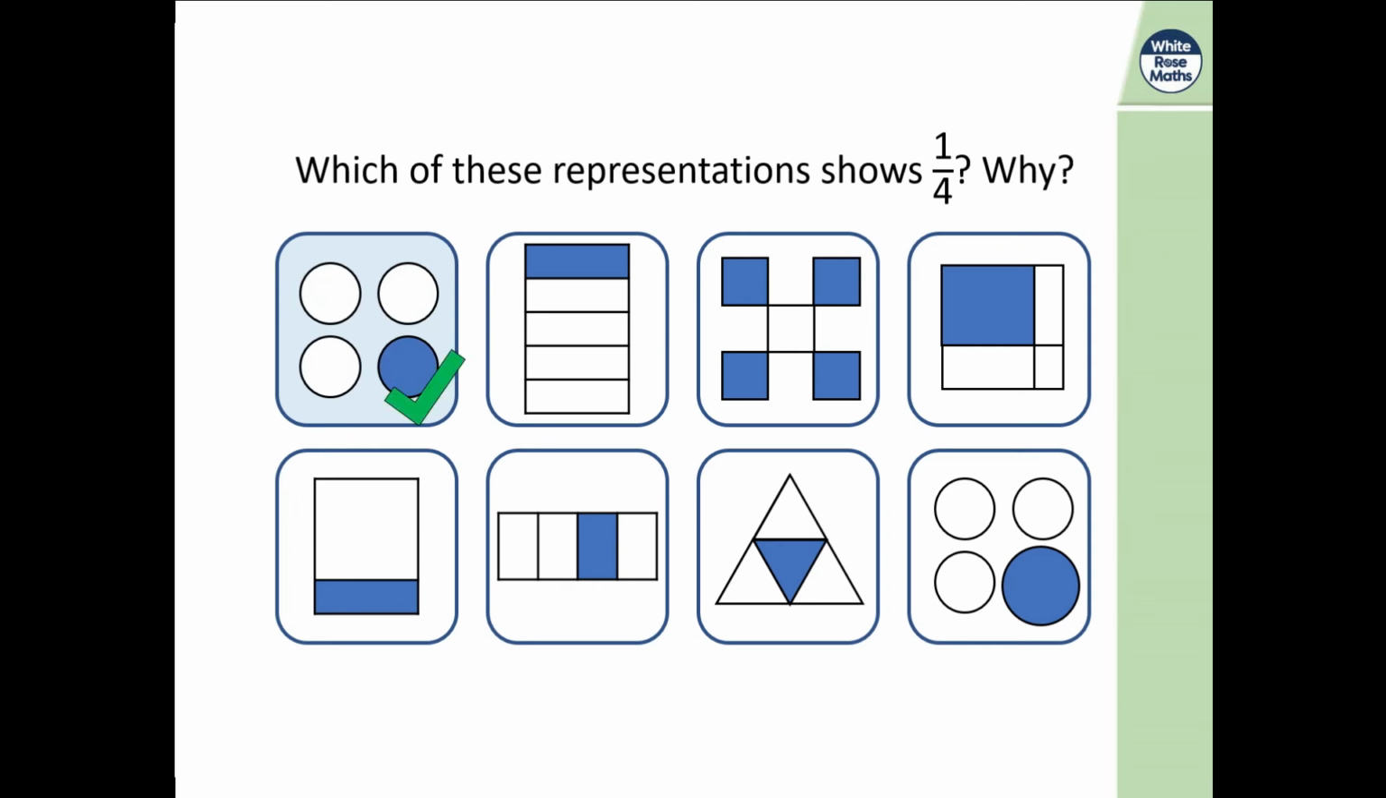Let's look at the second example. There is 1 section shaded, but this time there are 5. So our denominator would be 5. So that one does not show a quarter. It shows a fifth. Let's look at our third section. There are 5 equal sections again, and this time there's 4 shaded. So this one shows 4/5. It does not show 1/4.